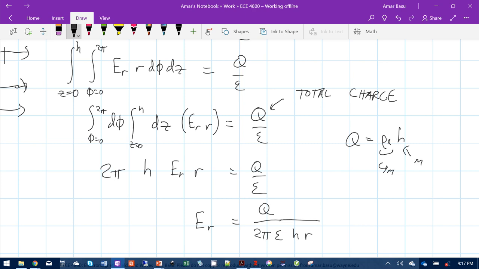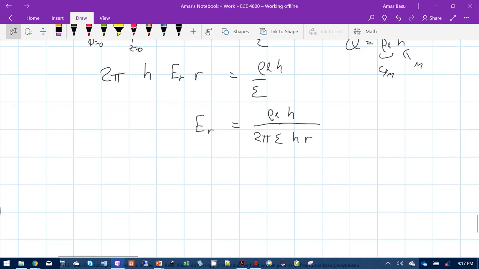So coulombs per meter, you multiply it by length, you get coulombs. So we can replace this with rho L times H. This is also rho L times H. And so these H's cancel, and you're left with rho L over 2 pi epsilon times R.